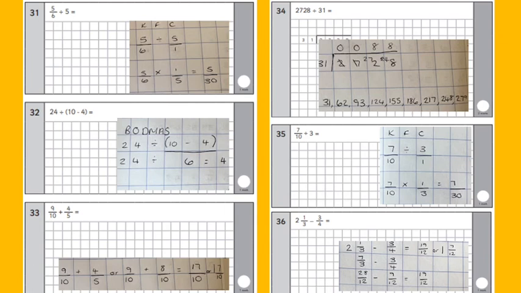Number 36, we've got 2 wholes and 1/3 divided by 3/4. So for this one, I've turned my mixed number into an improper fraction. So that's 2 and 1/3. Well, I've got 2 whole lots of 3, which is 6, and 1 left over. So that is going to be 7/3. And 3/4 obviously stays the same because it's already a fraction.